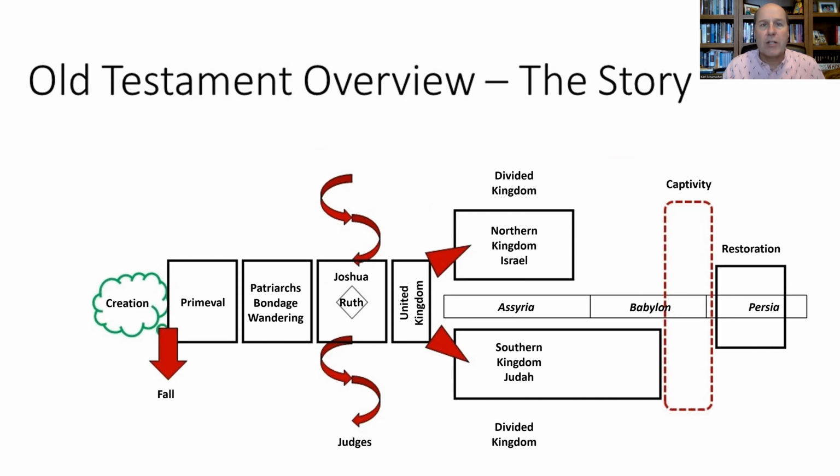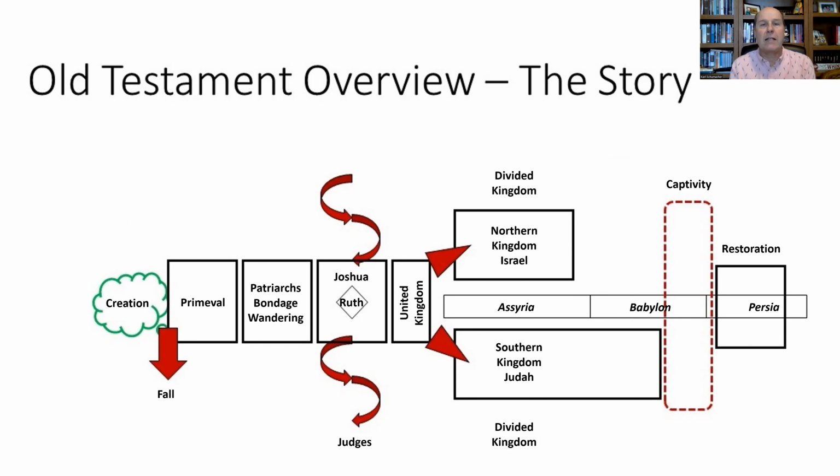So the first image says creation. Creation very clearly is that God creates. He creates the man and the woman. He creates the world. He creates all that's in it. And it's in Genesis 1 and 2. It's perfect but incomplete.